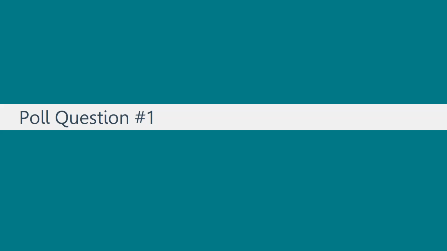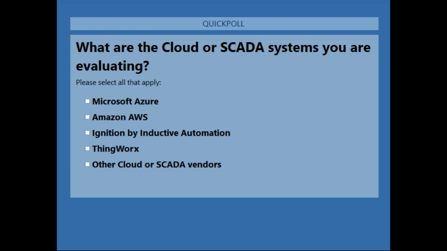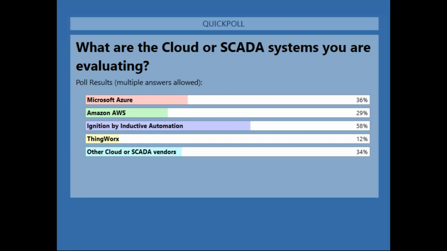So that brings us right to our poll question number 1. And Scott, if you don't mind bringing that on the screen, perfect, thank you. The first question here is, what are the cloud or SCADA systems you are evaluating? I believe you can check all that apply. You might have more than one, but the options here: Microsoft Azure, Amazon AWS, Ignition by Inductive Automation, ThingWorx, or other. We'll maybe wait just a couple seconds here. And Scott, if you don't mind showing us the results. There we go.